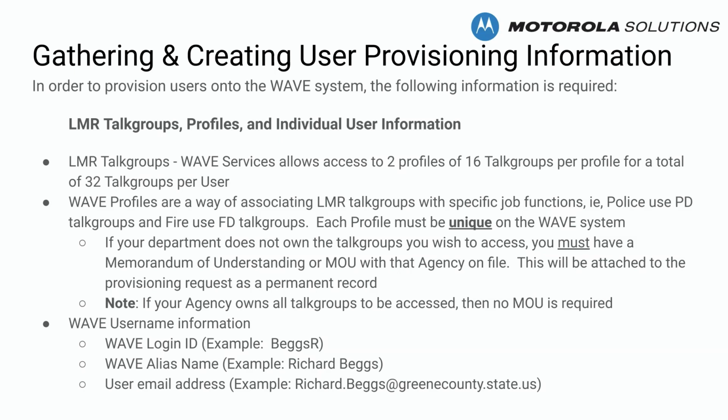Lastly, you need to create Wave username information. This consists of a Wave login ID, a Wave alias name, and a user email address. The user email address is required, so that is how we identify the user on the system and can email information to them like their login credentials.